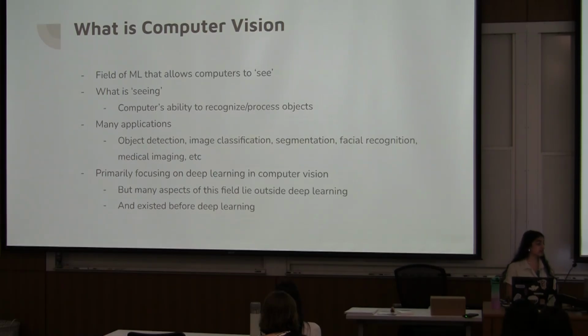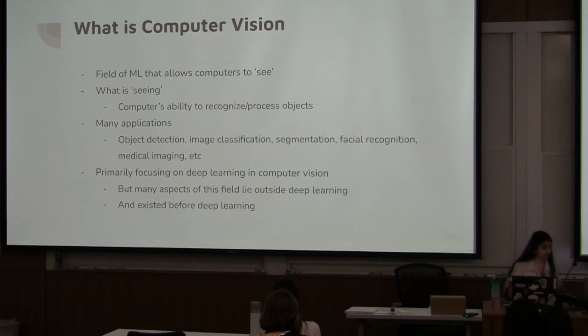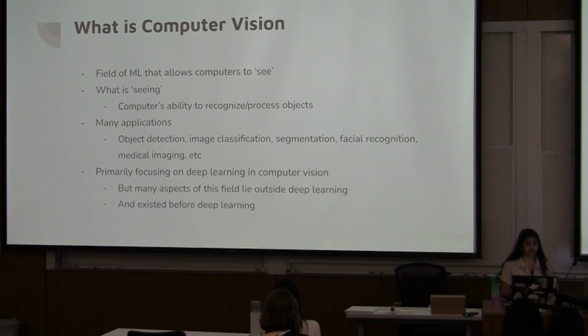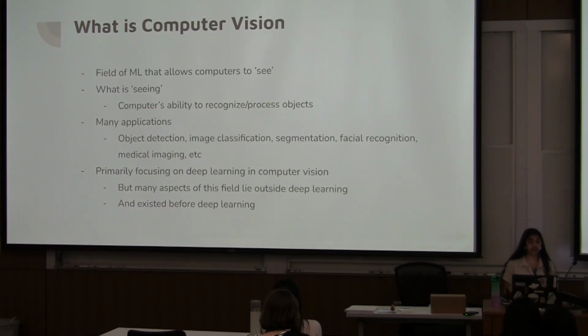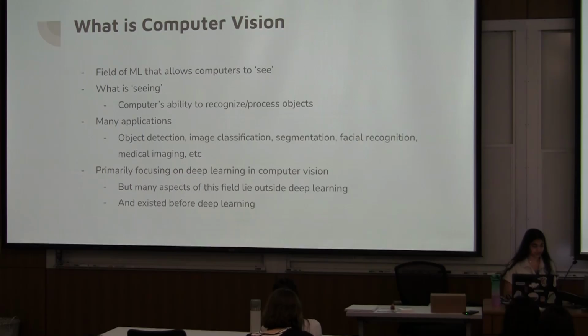We're going to be primarily focusing on the deep learning that's integrated with computer vision. There are many aspects of this field that lie outside deep learning and outside neural networks, but we're going to be focusing on that just for this course. And actually, this field of computer vision existed even before deep learning, so it's a lot more in-depth and complex than you would think, but we're just going to focus on the deep learning side.